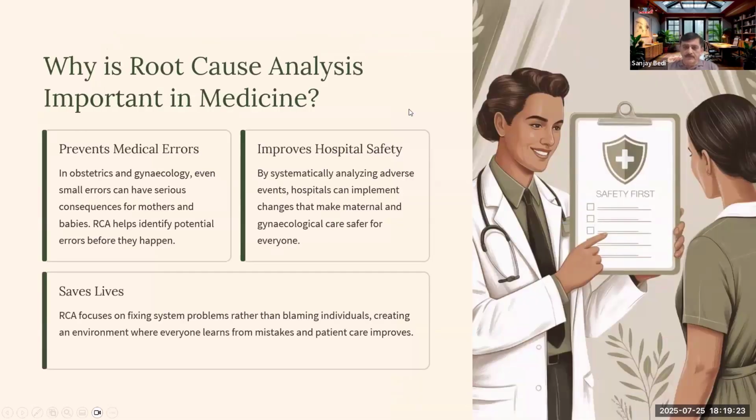So why is it important in medicine? It prevents medical errors, and in the case of obs and gynae, even small errors can have very serious consequences for mothers and small babies. The aim is to identify potential errors even before they happen. By systematically analyzing adverse events, hospitals can implement changes that make maternal and gynecological care safer for everyone, and it saves lives in the long run.